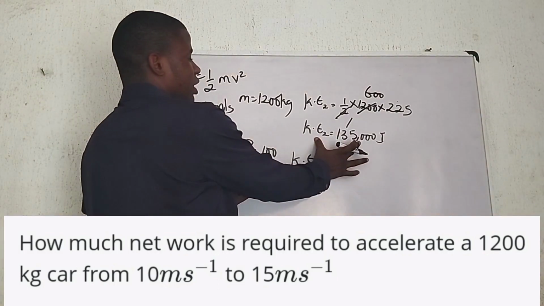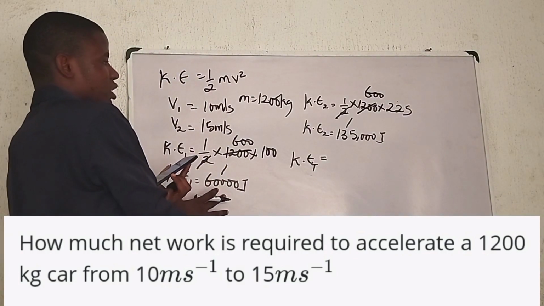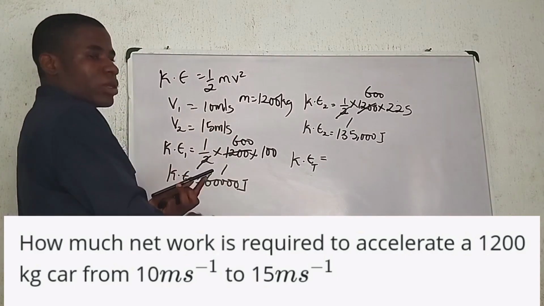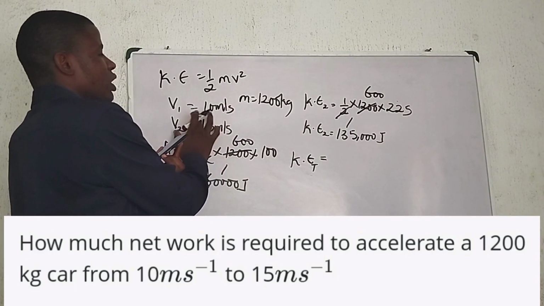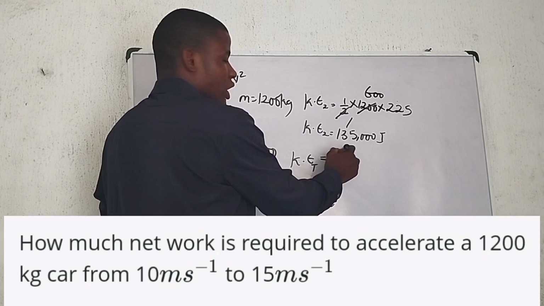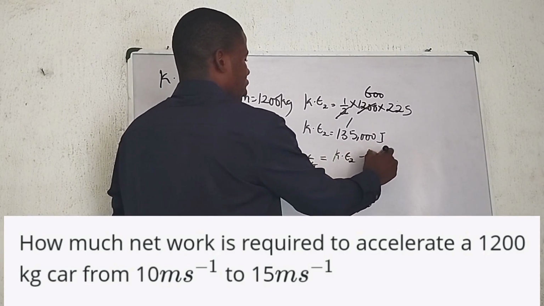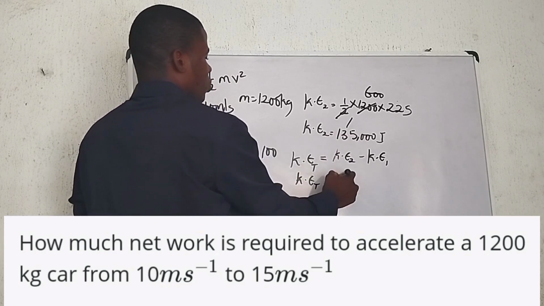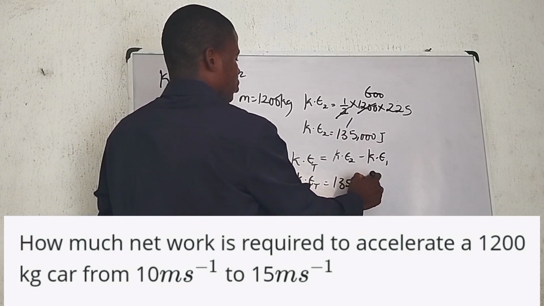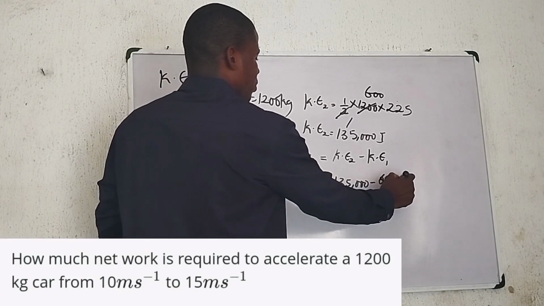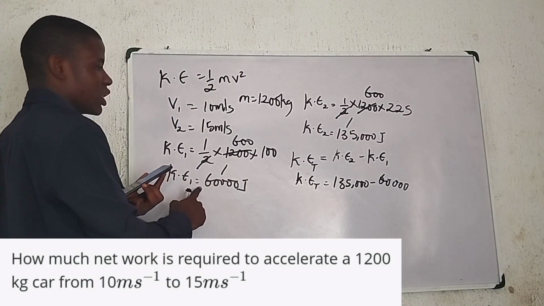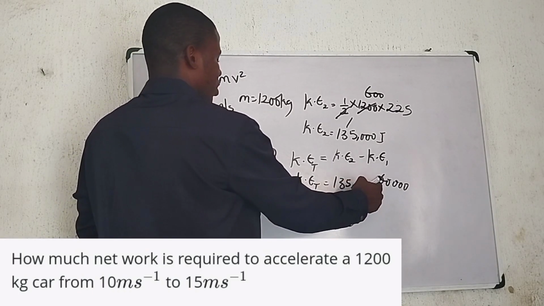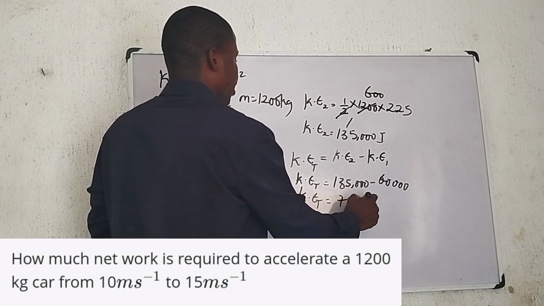Now the net work will be the second, that's the highest work, minus the lowest work. That's the second kinetic energy minus the first kinetic energy. The kinetic energy when it was moving with 15 meter per second minus the kinetic energy when it was moving with 10 meter per second. So I have KE2 minus KE1. So the net kinetic energy becomes KE2, 135,000 minus 60,000, because we got this one to be 60,000, right? So the net kinetic energy is equals 135,000 minus 60,000, which will give us 75 thousand.